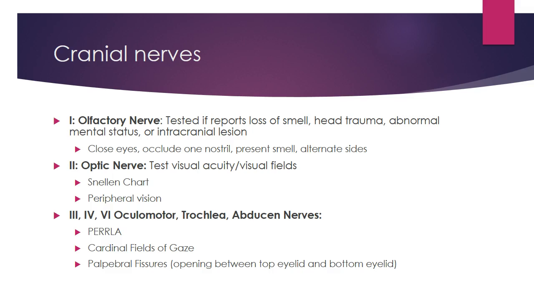Then your optic nerve, you're going to test your visual acuity. Use the Snellen chart for that, and then you also test their peripheral vision. For 3, 4, and 6, the oculomotor, trochlear, and abducens nerves, that tests pupils, cardinal fields of gaze, and palpebral fissures, which is the top of the eyelid and the bottom of the eyelid. It's the opening.